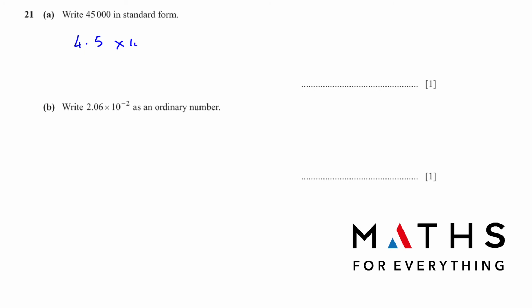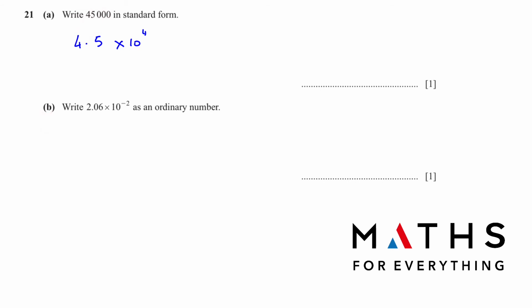Multiply by 10. Now, don't count the digit that is before the decimal. After that, how many digits are there? 4. 1, 2, 3, 4. So 4.5 multiplied by 10 to the power of 4. To check whether your answer is right or wrong, just put this in the calculator and you should get 45,000.